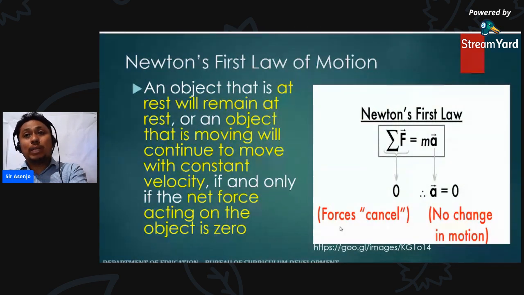Okay. So in mathematical terms, we can say that the summation of forces is equal to mass times the acceleration vector. That's the mathematical term. So when the summation of forces, or net force, is zero, that means the forces cancel, meaning no change in motion. This is the mathematical form of Newton's first law of motion.